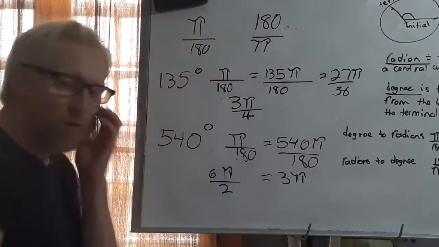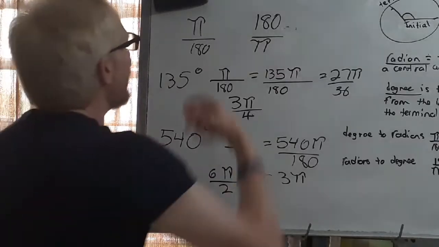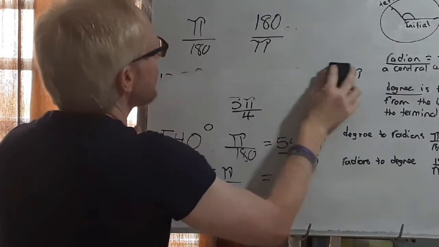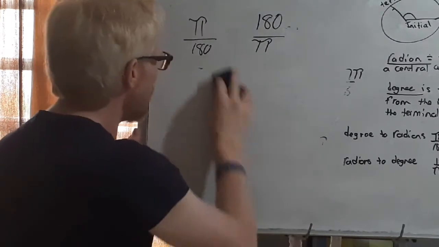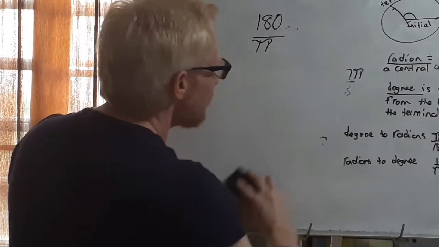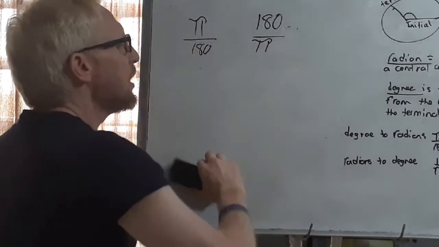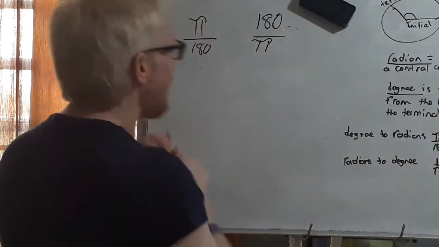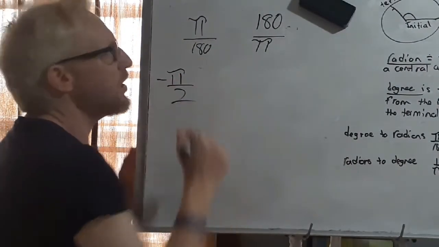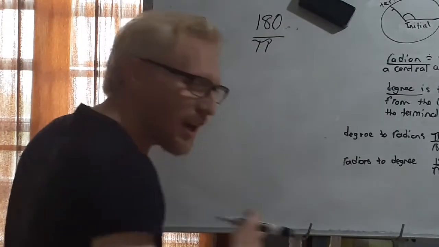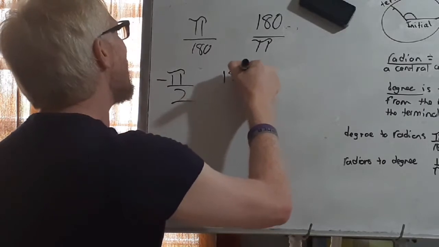So whenever I go from degrees to radians, those are the steps I take into account. Now we're going to do the opposite as well. We're going to go from radians to degrees. If we're going from radians to degrees, the formula that we're going to use is this one. If I have, like I do over here, negative pi over 2, or negative pi halves, and I want to turn that into an angle, I'm going to say 180 over pi.